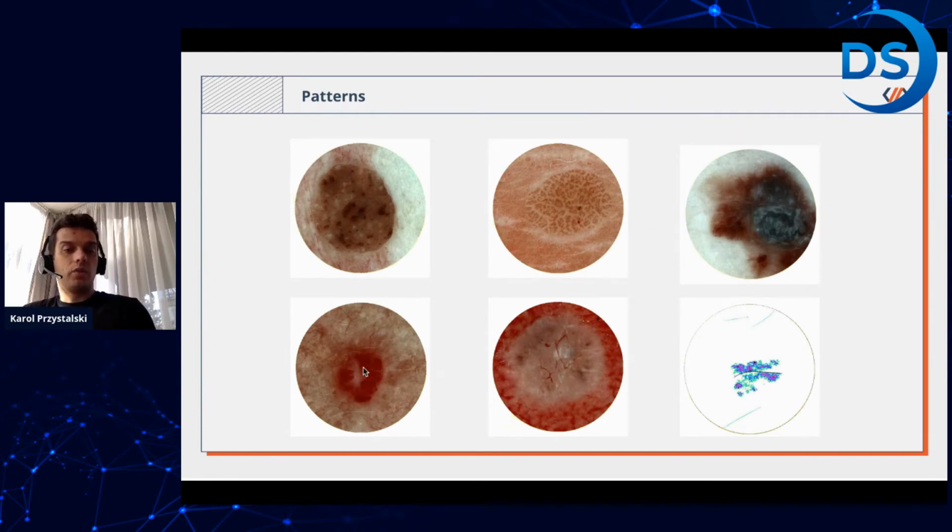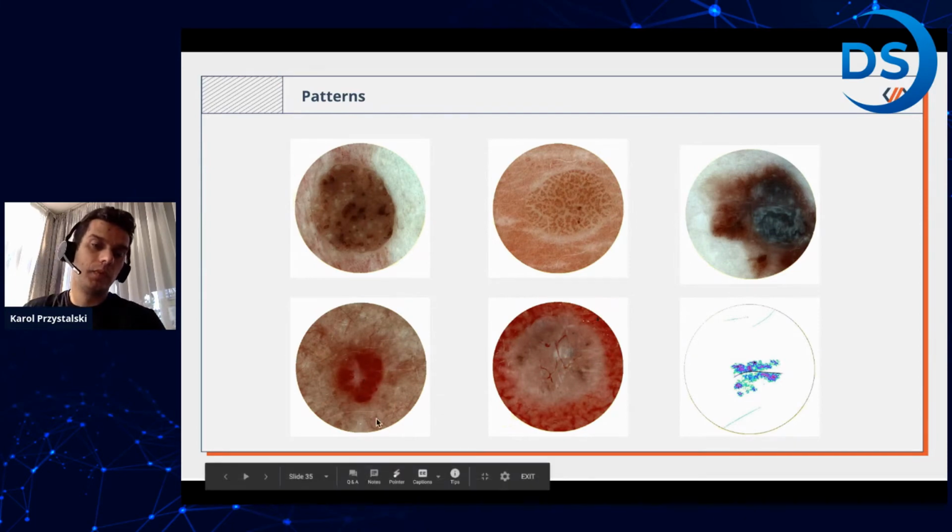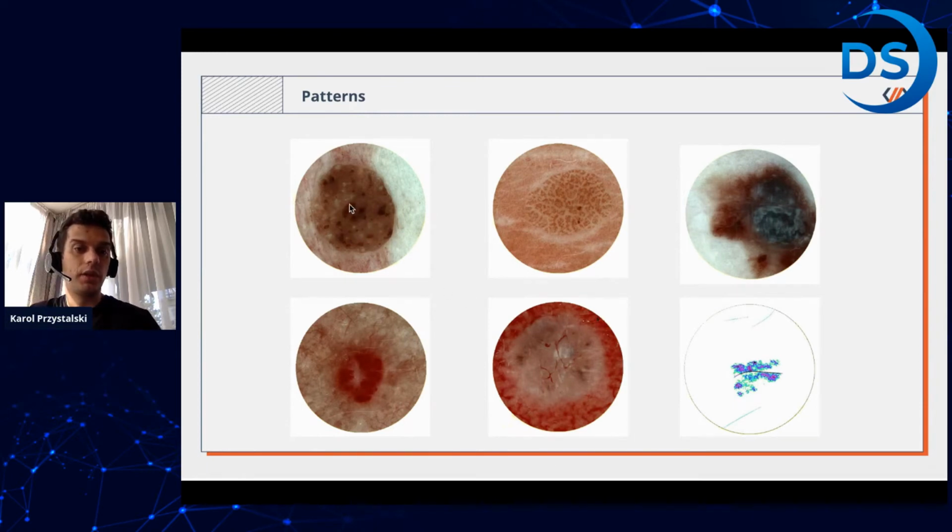So we have here some blood concentration, blood vessels as well. Here you have the dots. You can see the white dots here, right? And here the darker the color, the deeper it is going into the skin. So these are just, to mention, 6 patterns that are specific, that we can find on the image.